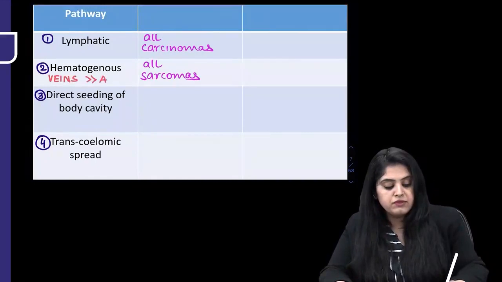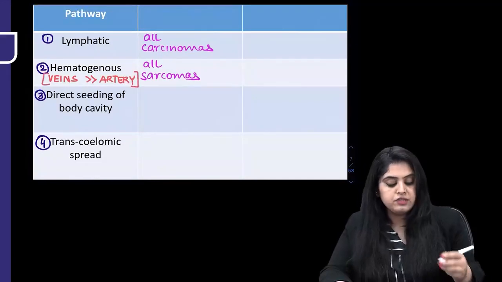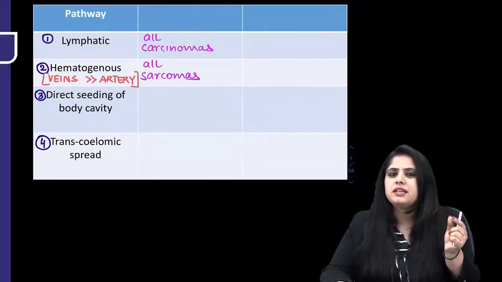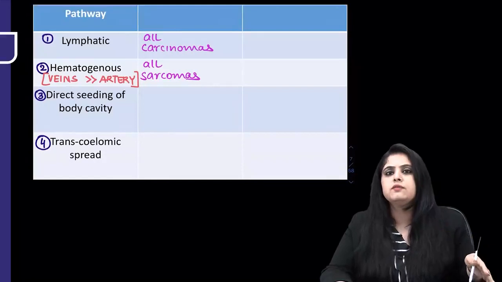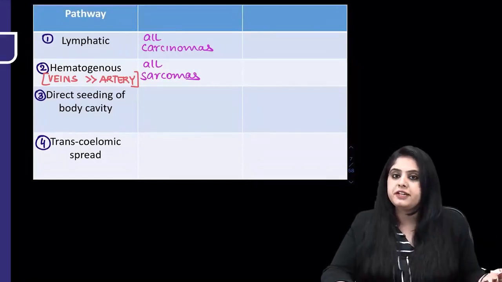Vein is more commonly involved than arteries, because veins are thin walled. It's easy to go through a thin wall. So veins are more commonly affected than arteries.